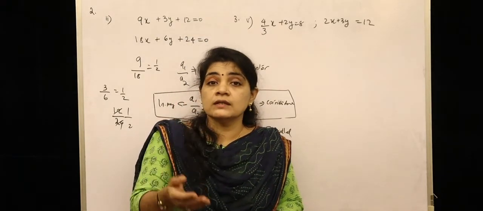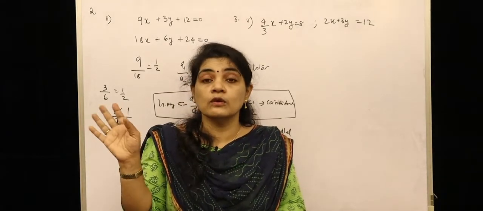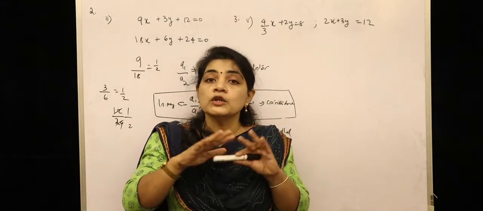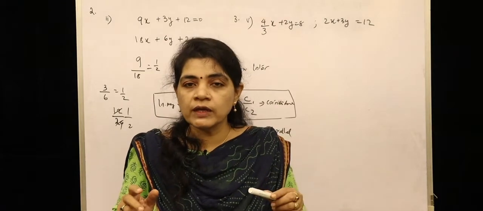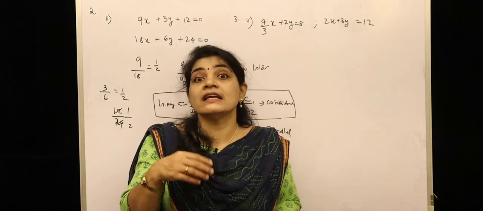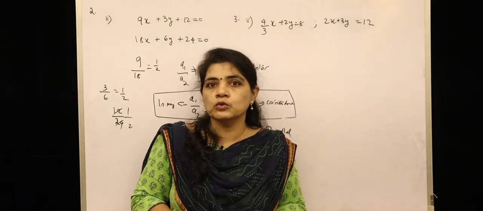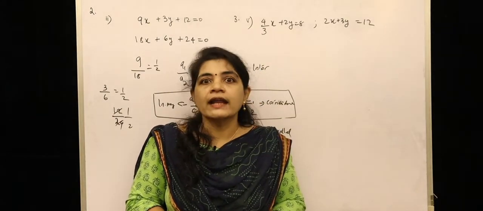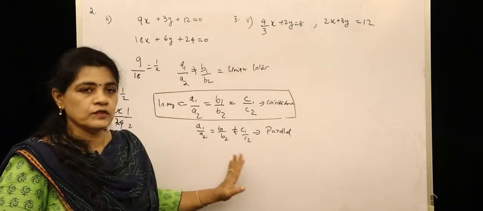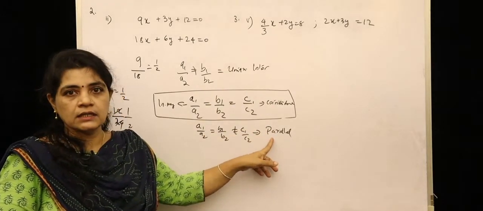So when that pair is said to be inconsistent, that means it will have no solution. For no solution, their graph will be parallel lines, that is A1 by A2 equal to B1 by B2 is not equal to C1 by C2, that means that pair is said to be inconsistent. In the same way, you just find out A1 by A2, the second ratio and the third ratio, and check whether that ratio belongs to any one of these: unique, coincident and the parallel lines. These are the conditions.